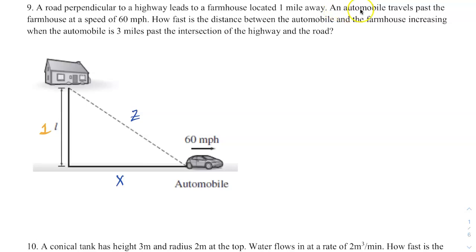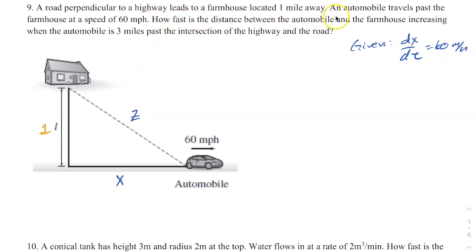So what else do they tell us? An automobile travels past a farmhouse at a speed of 60 miles per hour. So they're saying this rate right here is 60 miles per hour. Now remember, this is x. The rate would be dx/dt. So 60 miles per hour is dx/dt.